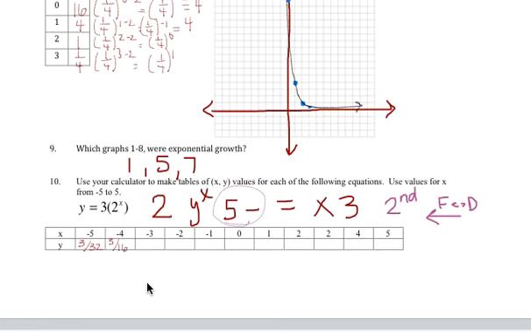Everybody should be trying this with a calculator. If you need to borrow one, you can get up. I know we're recording, but that's fine. Please, I want you practicing. Okay, let's do the next one.